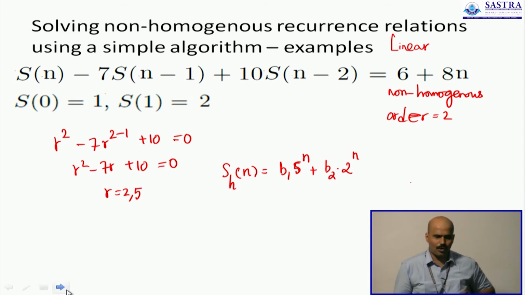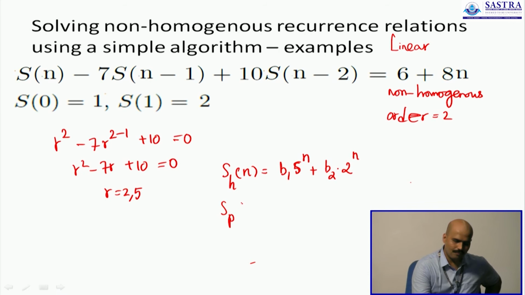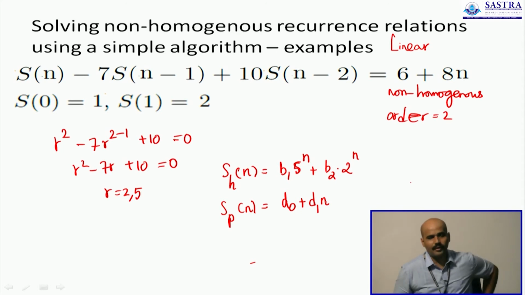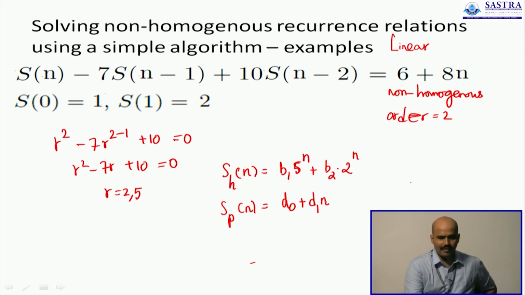A linear polynomial is of the form a constant d naught plus a term of n, d1n. So this is the proposed educated guess that we make about the particular part of the answer, d naught plus d1n. Our solution may be of this form. It's an educated guess. Let's try and see if that works. And how do you do it? You will find the answers for each of them and substitute them back here.